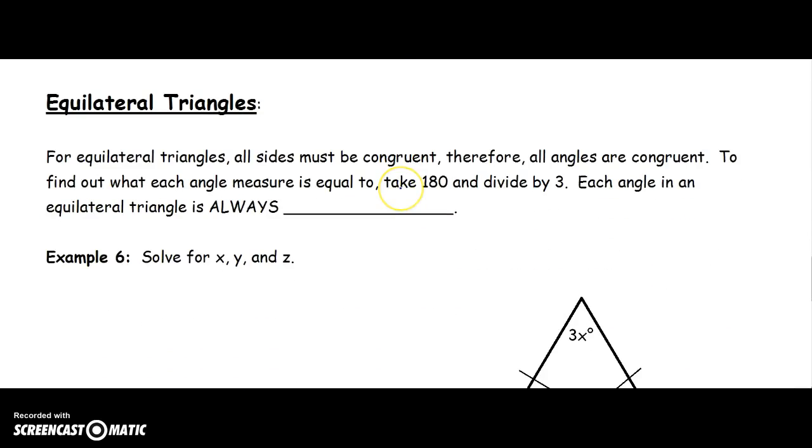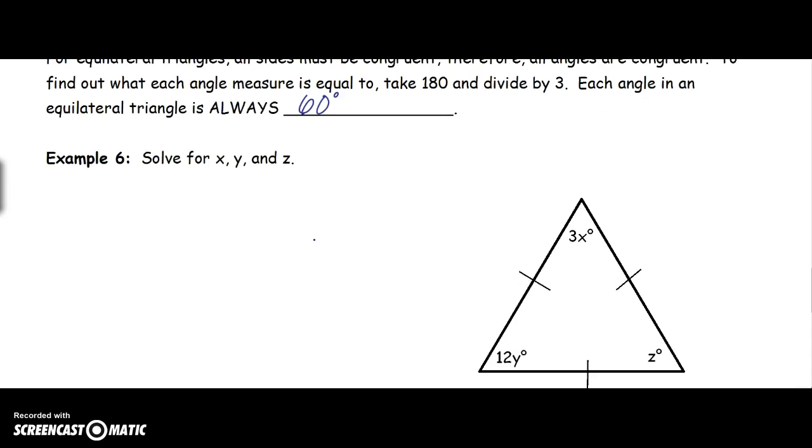Equilateral triangles are just a little bit different because there is only one equilateral triangle possible. So every single angle measure of an equilateral triangle is always 60 degrees. No matter what, this is the only triangle that will ever look like this. So this angle here is 60 degrees. This angle here is 60 degrees. And this angle here is 60 degrees.